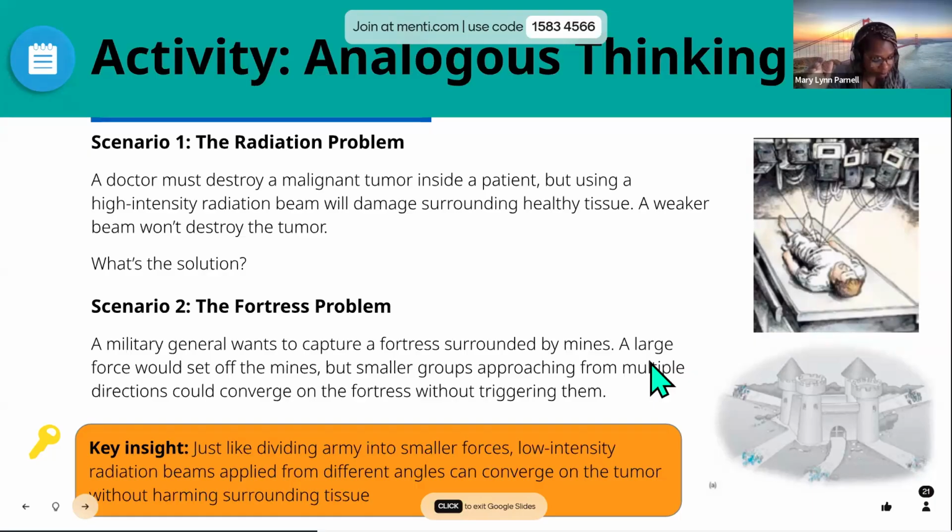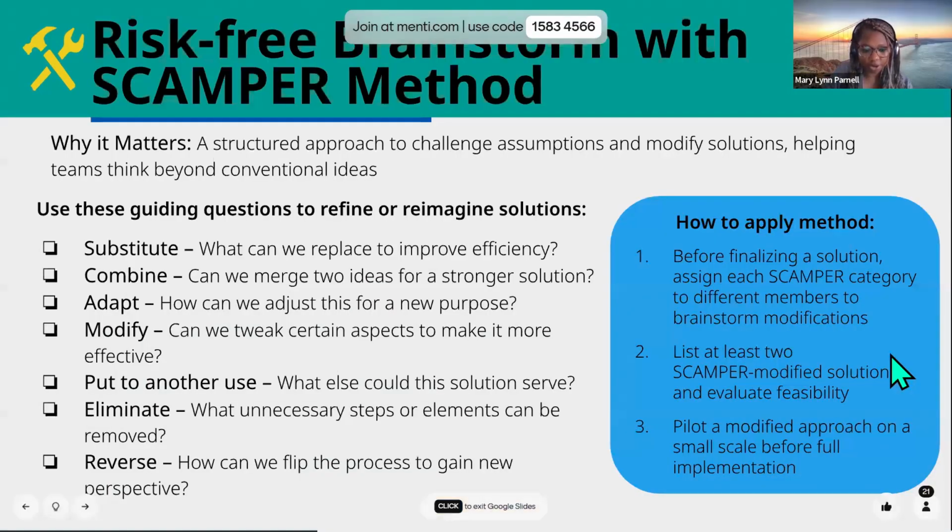So, I hope you see the example of how we can look at how other industries solve similar problems. It shows how we could use the solutions from one context in another and then see if we could find a solution. So the fortress problem really helped solve this radiation problem because of their similarities. Hopefully that made sense and you liked the example.